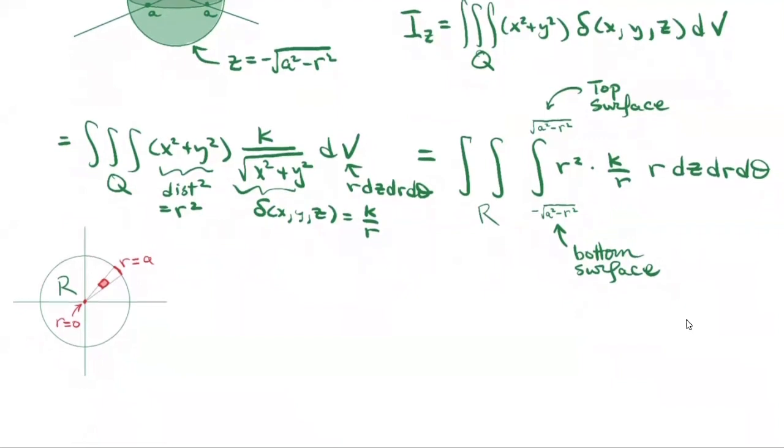Okay, so I'm once again trying to indicate how the geometry works for limits in polar. So we need r to go from 0 to the radius of that circle, which is a, I guess. And then theta needs to go all the way around so we cover the whole circle, 0 to 2 pi.